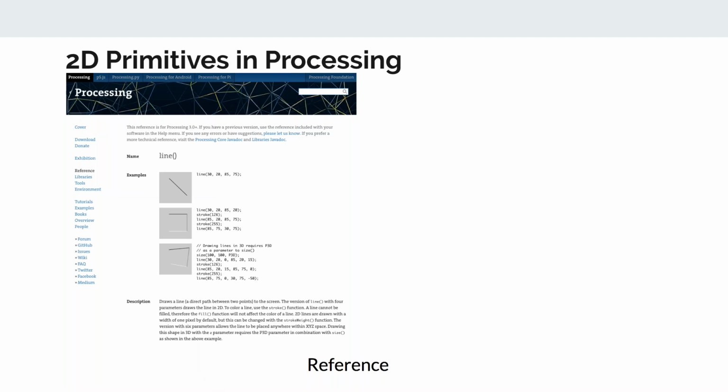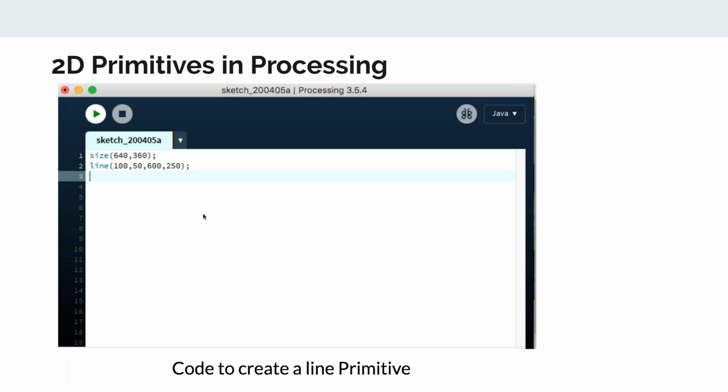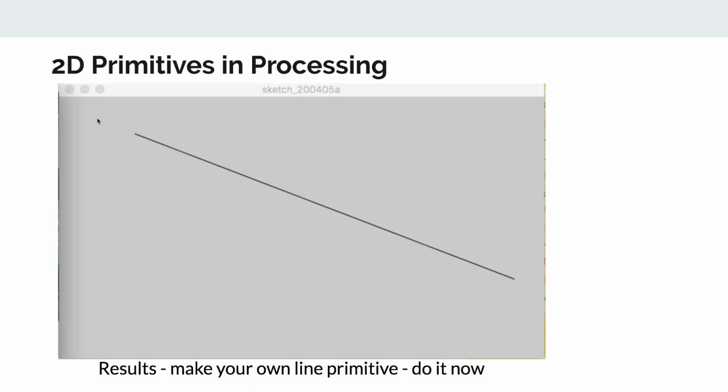Now, back again. If I wanted to draw a line, I'd look under reference and find line. And there's the line function, and then they have all these details. You can copy this, you can run it, you can play it out so you really understand it. So I've got size 640. I've got line, first point starting at X of 100, Y at 50. It draws to X at 600, Y at 250. So the line's going to stop at some point here and work its way down. There it is.